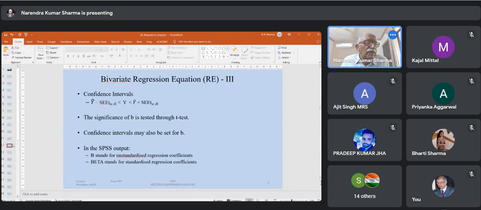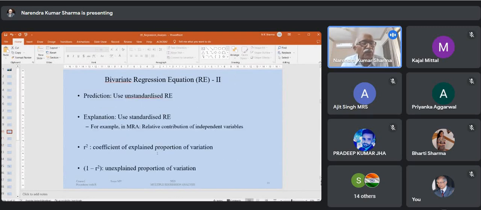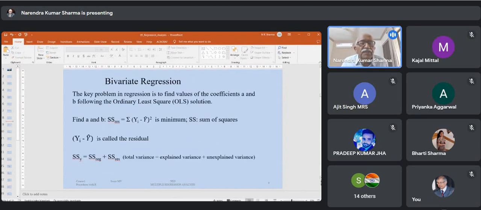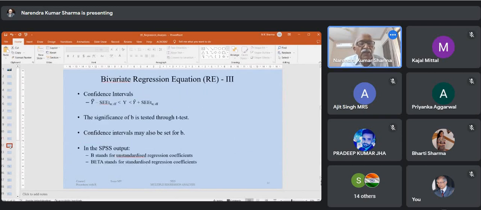So remember, significance of the model is tested by significance of R. Where is R? I wrote it somewhere. Whereas significance of the coefficients B is tested through a t-test. So this is the only difference. Is the model significant? Do an F-test. Is a regression coefficient significant? Do a t-test.